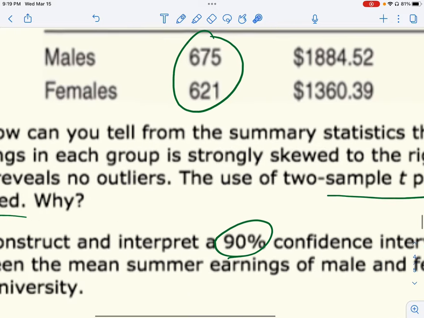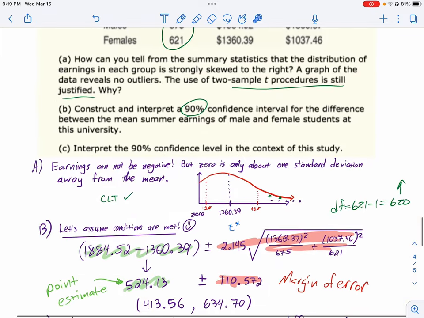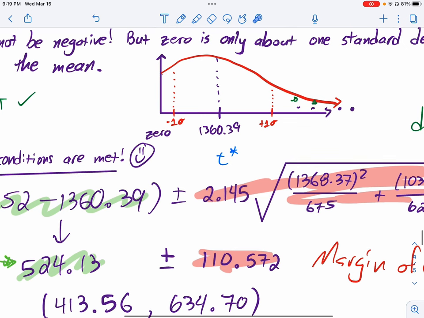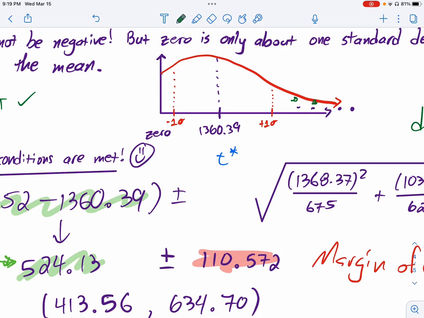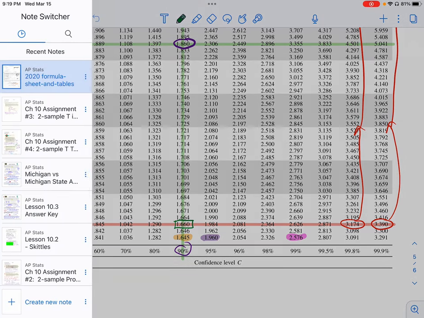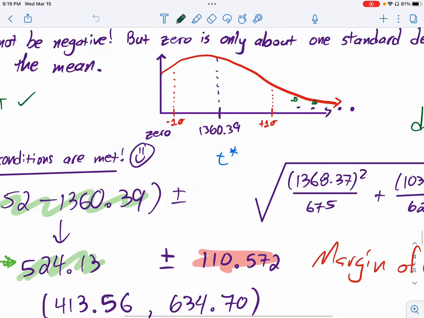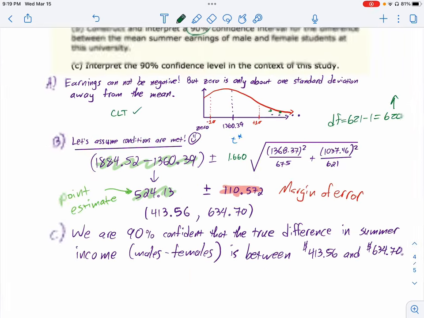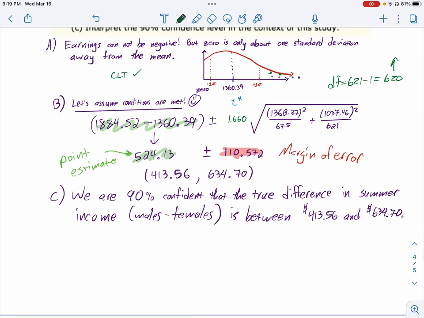Oh, yeah. Okay. I'm just checking back in on this 2.145 that I wrote down. And it is what I thought it should be. I was looking at the wrong thing. You see the 1.660 that I had there? That would be more appropriate than whatever I had written down. Okay. So then your conclusions there. Part C, we're 90% confident the true difference in summer incomes, males minus females, is between those two dollar amounts.